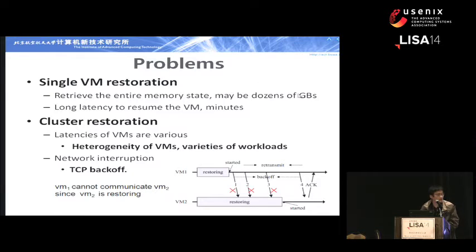This picture shows an example. We can see that VM1 started at this time and sent a packet to VM2, but VM2 is still restoring, so it cannot receive the packet or make the reply. So VM1 will resend the packet after timeout until VM2 started. For the reliable TCP protocol, this will lead to the TCP backoff problem.